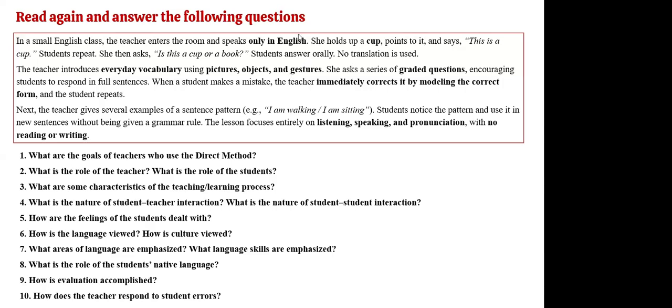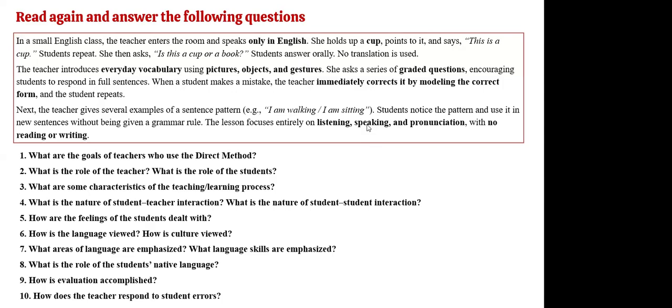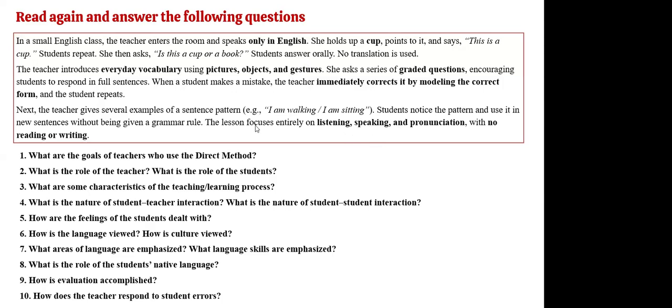And what is the nature of the student-teacher interaction and the student-student interaction? Student to teacher, because they are not interacting with each other. They are just listening to the teacher and responding to the teacher. They are not talking with each other. So only one pattern is there, the student-teacher pattern. They are directly giving answers to the teacher.